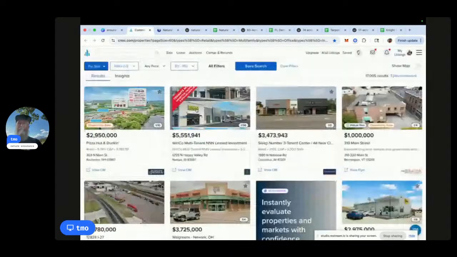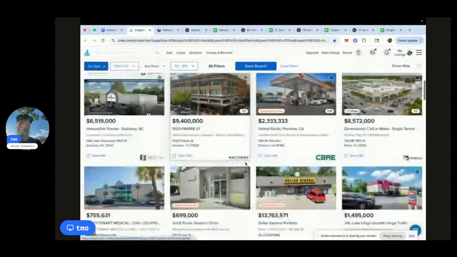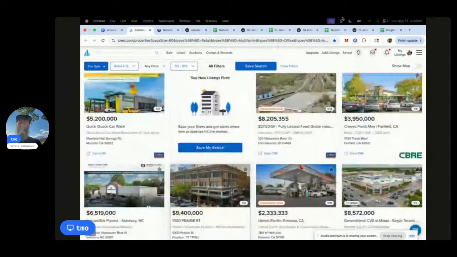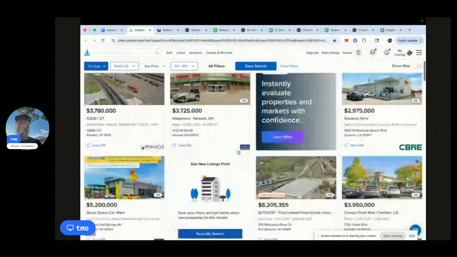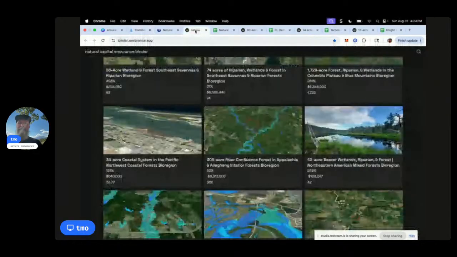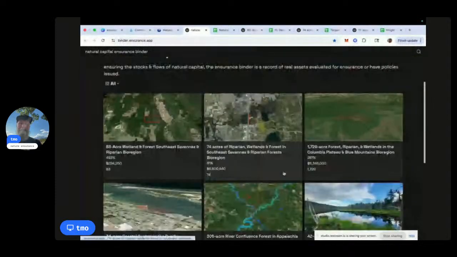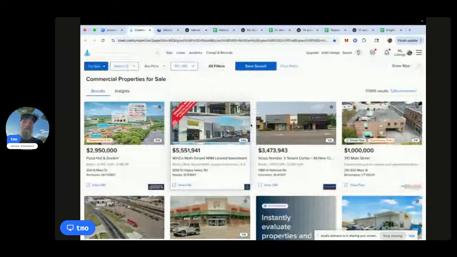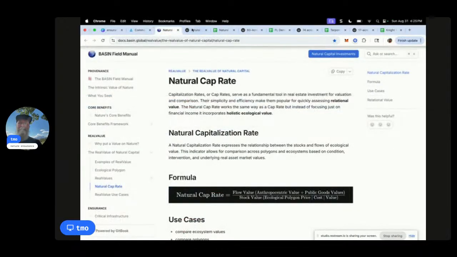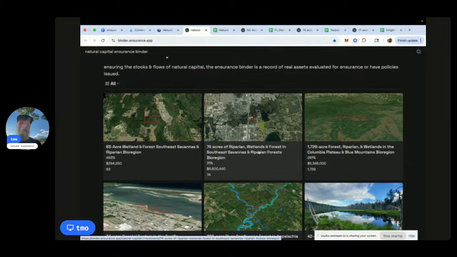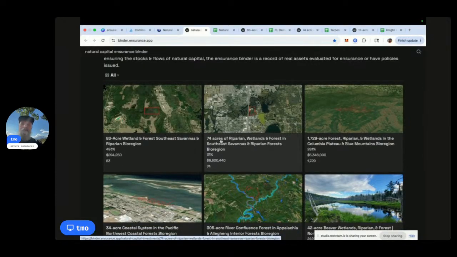I don't think we need to get into all these properties, but something to think about is, kind of where we started with this idea, what if nature and natural assets, what if these properties showed up here, and real asset investors were like, this is kind of where we started. It's not where we ended up, but basically, what if they could buy this $5 million Dollar General, or buy a $6 million riparian wetlands forest in the Southeast United States? Instead of a 7% financial return, it's got a 31% natural cap rate.